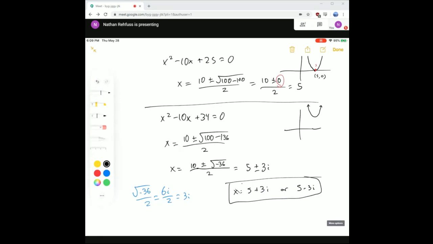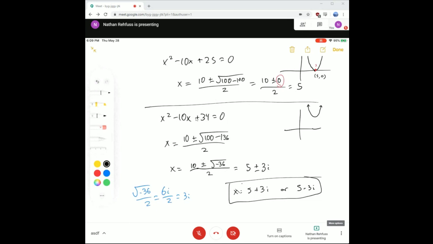We'll learn more about that. It's called the conjugate zeros theorem. We'll learn more about that in Unit 3, but that always happens when you've got a regular quadratic expression. You can see why from the formula.